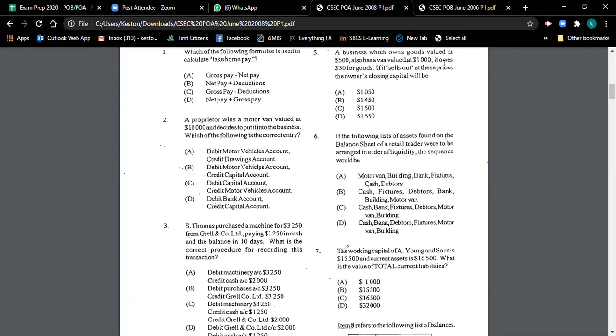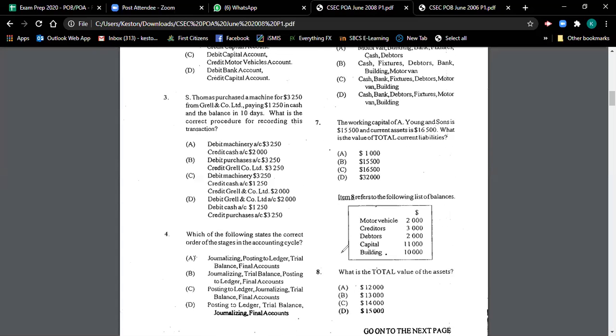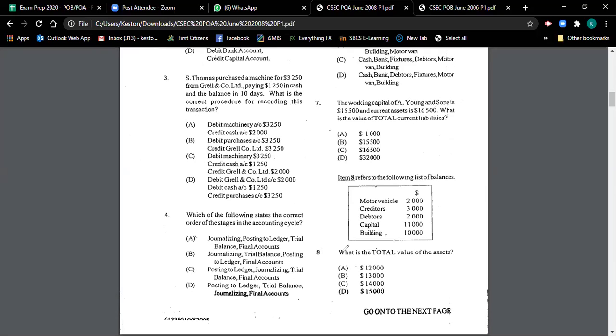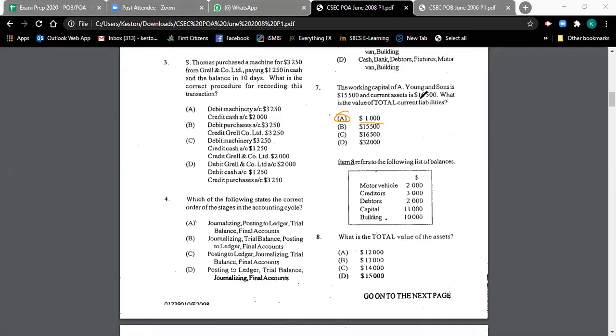7, the working capital of A. Young and Sons is $15,500. Current assets $16,500. What is the total current liabilities? $1,000. The difference between the two. Very good. 8, what is the total value of assets? All assets. 1, 2, 3. Total value. Very good. C, right? Those are my assets: motor vehicle, debtors, and building.